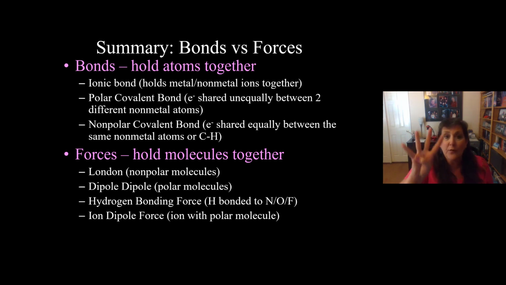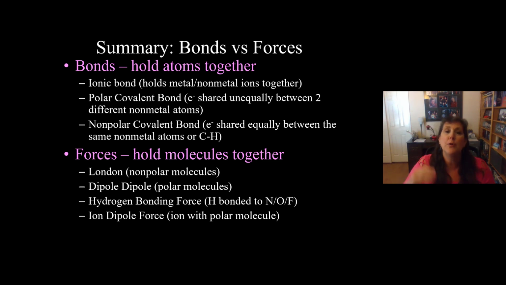Now forces, there's 4 of them, they hold molecules together. The weakest force is London dispersion forces, which is for nonpolar molecules. Then we have a little bit stronger dipole-dipole forces, which are for polar molecules. Stronger still is the hydrogen bonding force, which is not a bond.